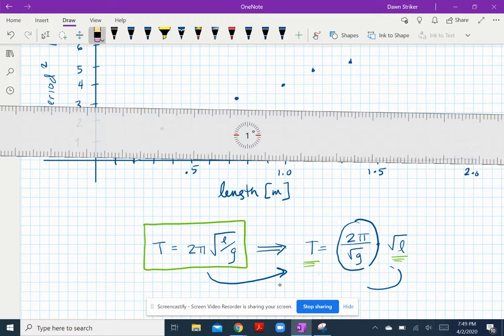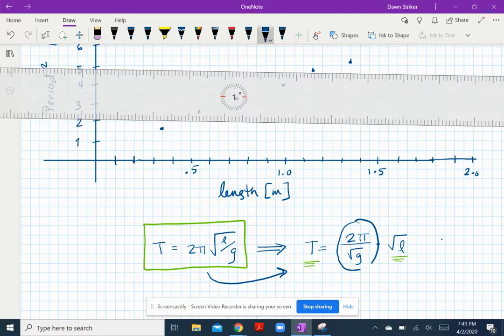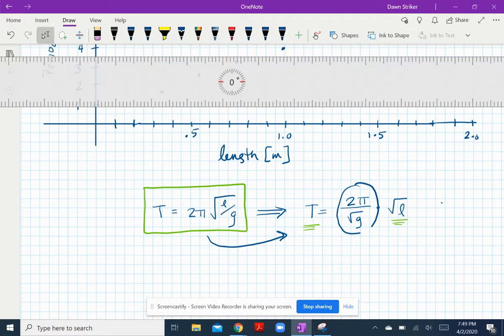So why would I want to use a plot of a linearization to find something out, to find, for instance, G? In this lab, you were asked to use this linearization to find G. Let me just clean this up a little bit because I just made a mess out of it.